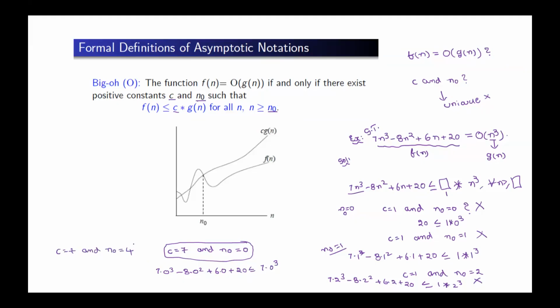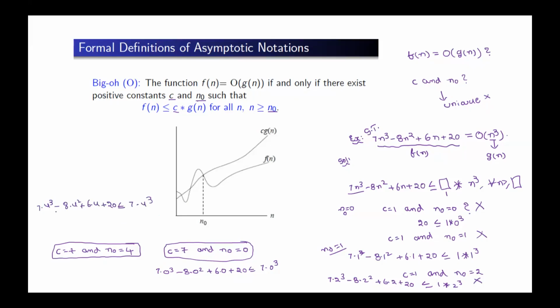C equals 7, N naught equals 4. Is 4 cube... yes. 20 is N less than or equal to 64. Take C equal to 7 and N equal to 4: 7 into 4 cube, minus 8 into 4 square, plus 6 into 4, plus 20. It should be less than or equal to 7 into 4 cube.